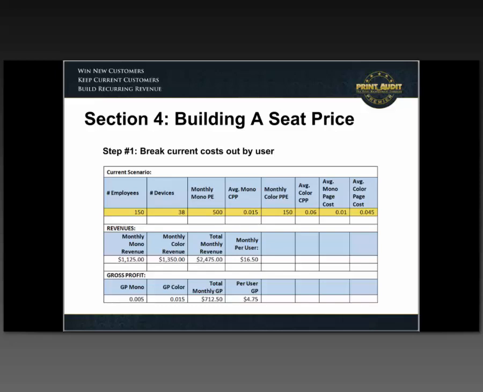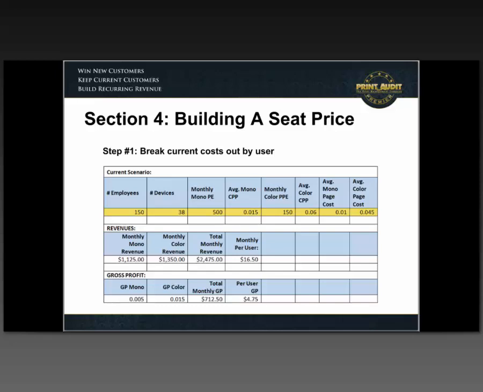And in this case, we can see that there's 150 employees, the number of devices they have in the office, how much monthly print per employee. So now things are starting to change. It's not per device, it's per employee. What the average cost is currently for the cost per page in that environment, and what our actual profit is in that environment.